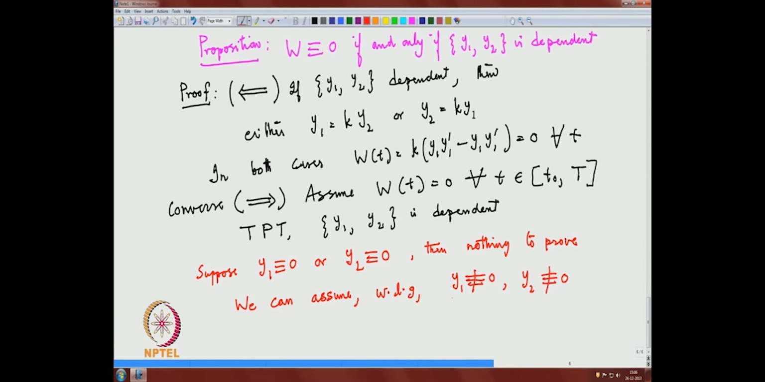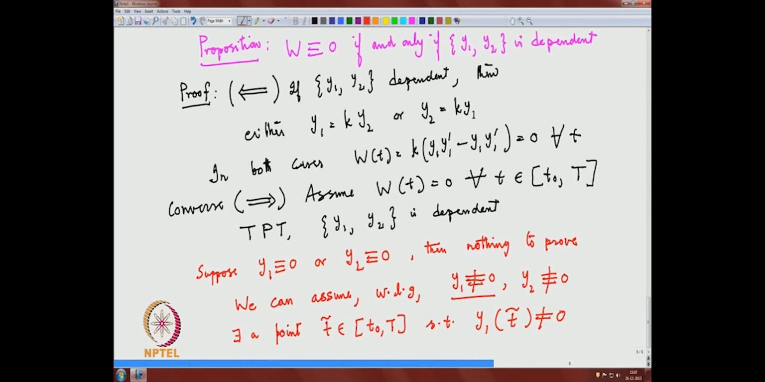So, since y1 is not identically 0, there exists a point, say some t tilde in this interval t naught to t, such that y1 at t tilde is not equal to 0.